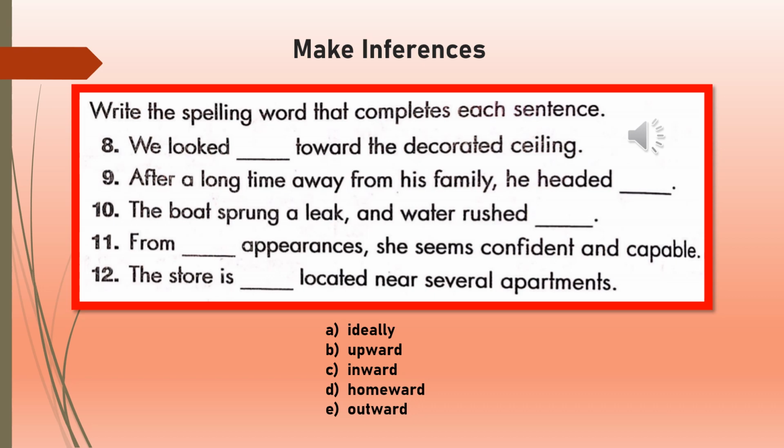Number 11, from blank appearances, she seems confident and capable. Okay, just try to figure out what is the best answer for number 11. Outward, letter E. From outward appearances, she seems confident and capable.